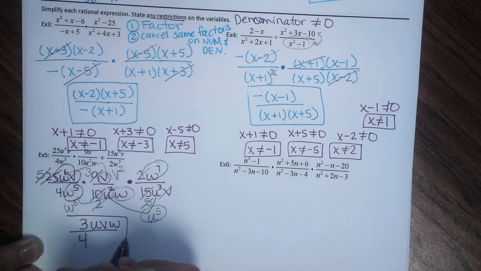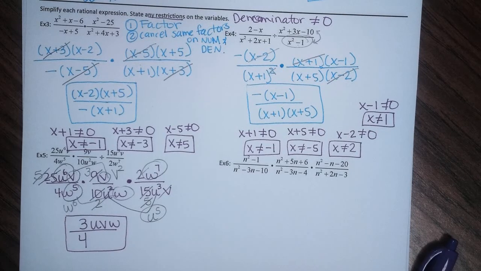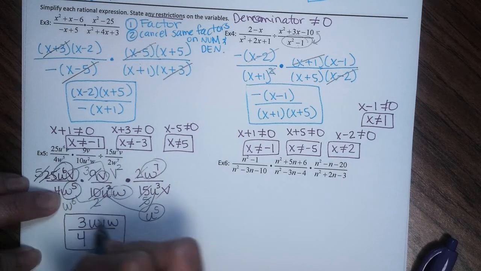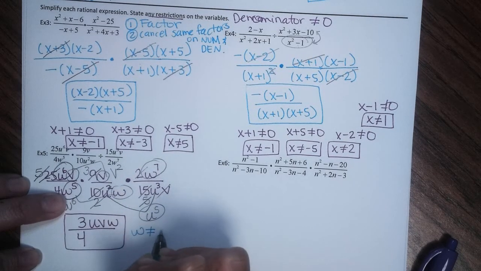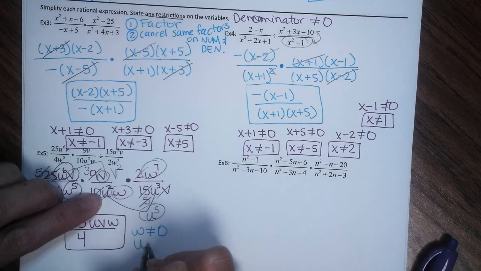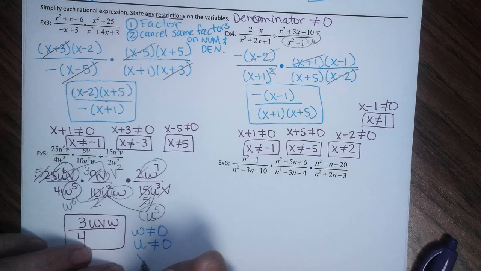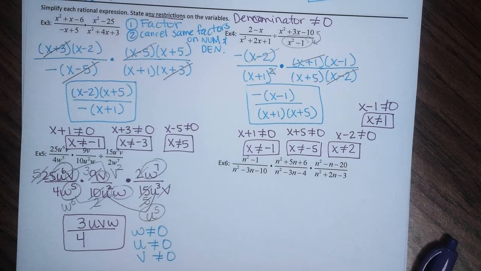So my final answer for number 5 should be 3/4 times UVW, or you can write it like that, 3UVW over 4. So that's your final answer. That's what you would type in for your Delta Math. And then the restrictions here are still your denominators can't be 0. So if you look at all your denominators, W cannot be 0, U cannot be 0, and V cannot be 0. So basically all the letters can't be 0. And that finishes example 5.